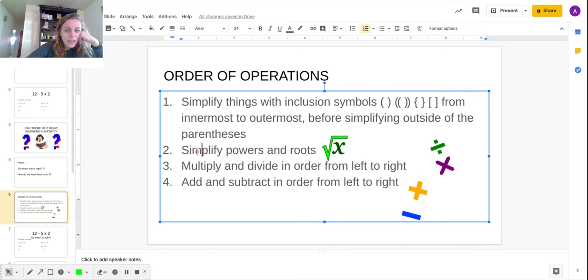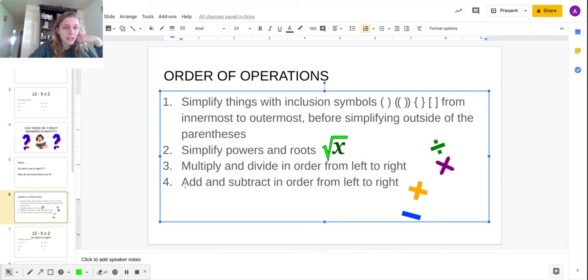Okay, the next step is to simplify powers and roots. So that's like 10 squared, like we were working with scientific notation yesterday. We're going to simplify those. Number 3, we're going to multiply and divide in order from left to right. And then we're going to add and subtract from left to right.